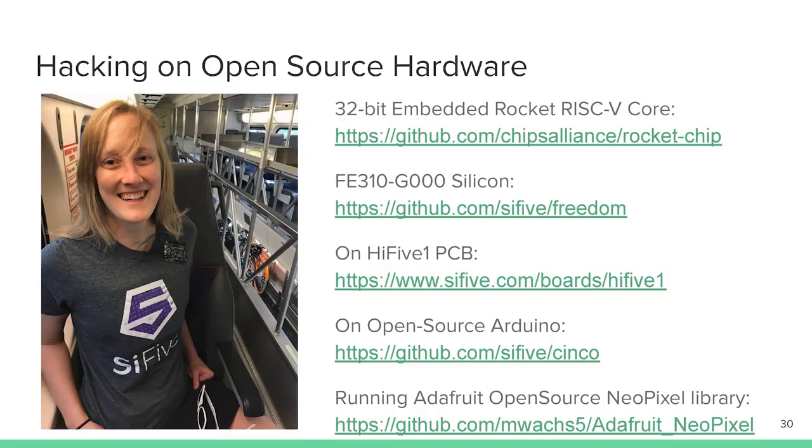So this is one project that I did. I don't know if you can tell, but my shirt is glowing in this picture. Basically, this started with the 32-bit embedded Rocket RISC-V core, which is open source. You can see the stuff on GitHub. We taped out that silicon we talked about, and we open sourced as much of it as we could on this repo. Then we put that on the HiFive PCB, which is an Arduino form factor board, and we released all the schematics and everything. Then we ported the Arduino runtime, and we called it Freedom.